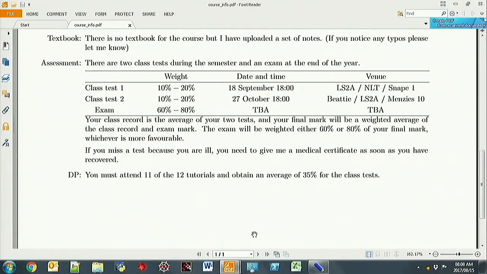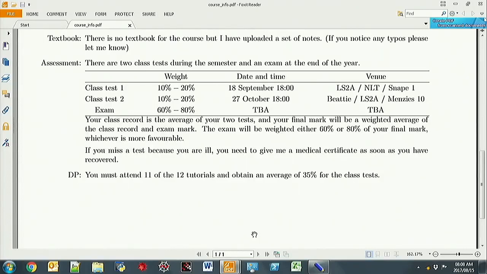The final marks for this course: you need a 35% for your class record, which is just the average of the 2 class tests, to be awarded a DP. Then your final mark is calculated from your class record and from your exam. We weight that so that it favors you. If you do well in your exam and badly in your class record, then your class record counts for 20% of your final mark and your exam counts for 80%.